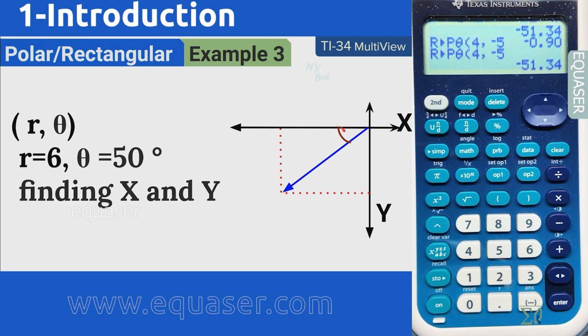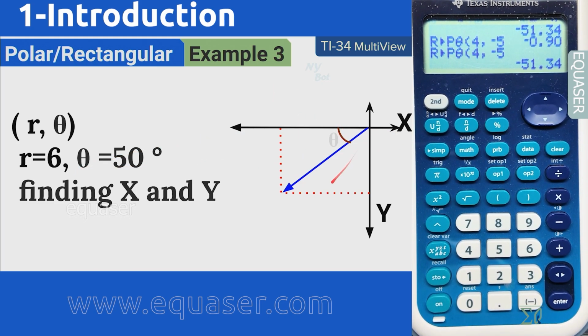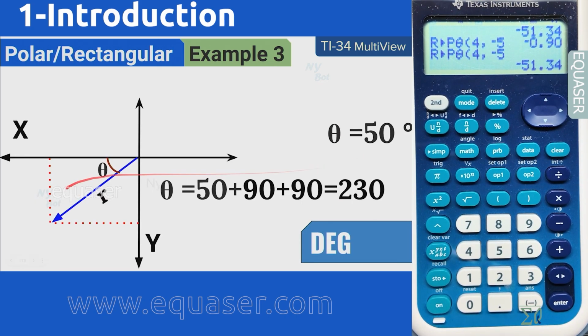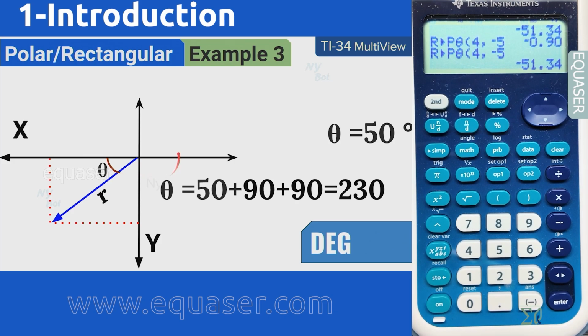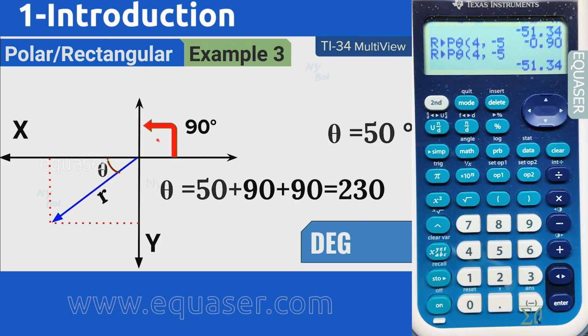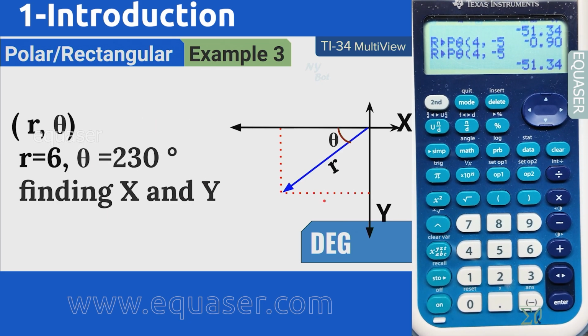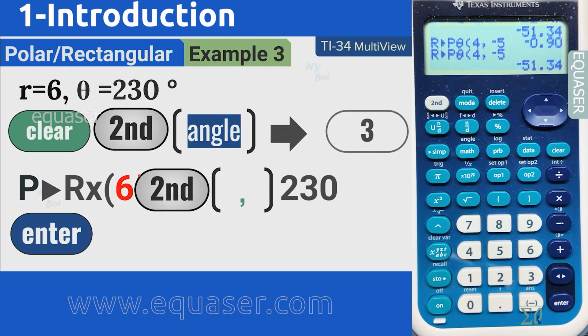Now example number 3, we have r and theta, 6 and 50. Because that 50 degrees is for this theta, we have to understand that from the first quadrant we have 90 degrees, and then 90, and then 50. So we have to add them together to get the x and y.